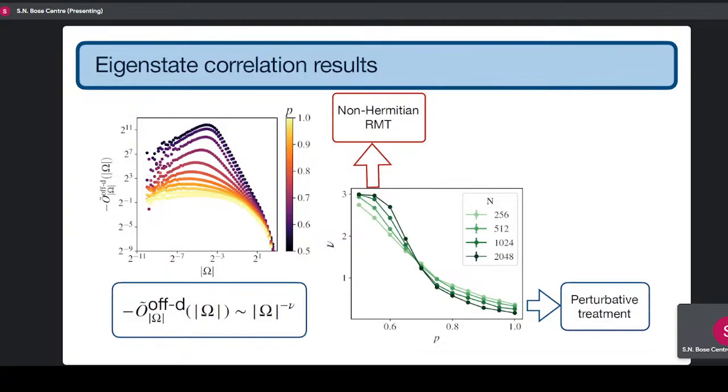Any questions? If not, let's thank the speaker. The next talk is by Dev, and he's going to talk about Weeks-Chandler-Andersen-type liquid crystals in two dimensions.